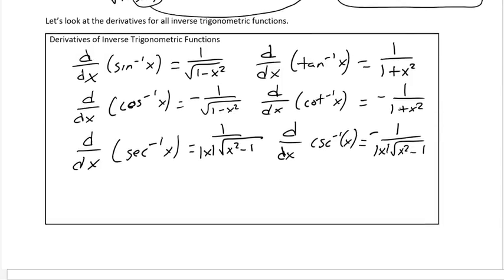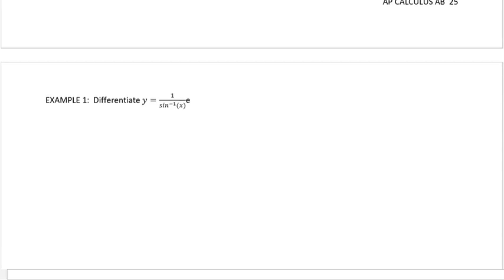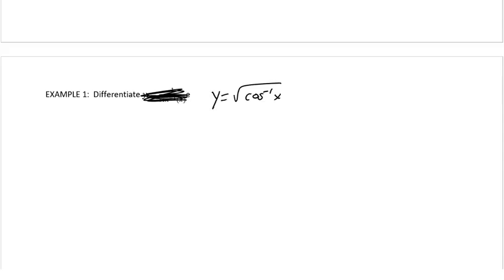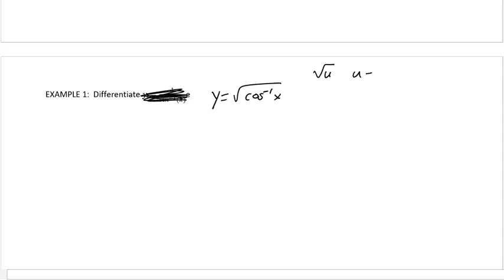Now, let's look at an example, and I want to change this example. I want to make it y equals the square root of the inverse cosine of x. So first of all, this is a chain rule. We have a function inside a function. Our outside function is the square root of u, and u is the inverse cosine of x. So I have to use the chain rule in order to differentiate here.